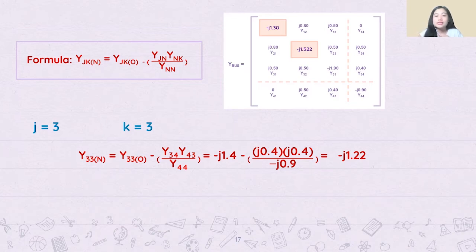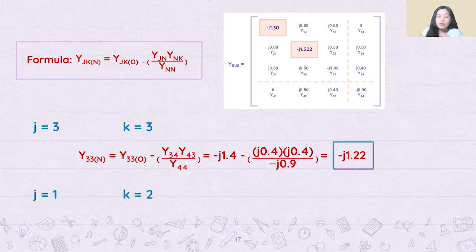So equivalent na siya sa negative j 1.4 because ang ating old y sub 33 is equivalent to negative j 1.4 minus ang ating y sub 34. Okay, ang y sub 34 natin is equivalent to j 0.4 and also, syempre, baliktarin mo lang, is the same, j 0.4 ang value ng ating y sub 43. All over, sabi ko nga, ang y sub 44 is negative j 0.9. And by means of solving for this equation, we are going to arrive to an answer of negative j 1.22.